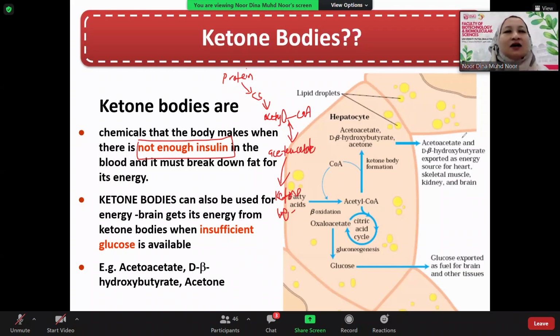Ini cuma nak bagi pemahaman so that you can understand further of what is the relationship between the keto bodies, diabetes, starvation dengan all these metabolisms. Sebab if you can get the clear picture, if you can get the big picture, this will make you understand and senang nak ingat. Okay, you can easily remember all these facts because you can understand the situation or what happened in the metabolisms.